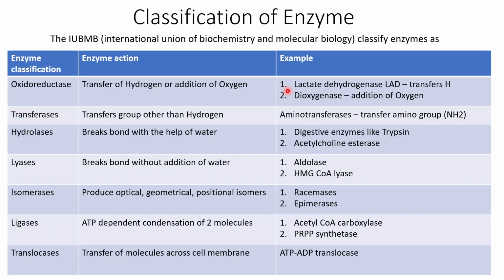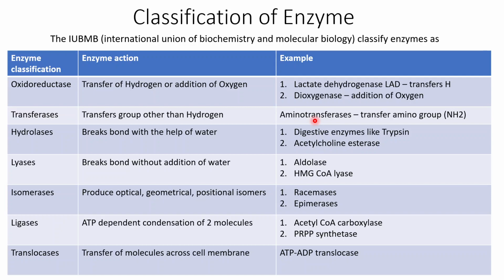The next is transferases. Now these enzymes transfer groups other than hydrogen. Okay, hydrogen is already taken care of by oxidoreductase. So the other groups apart from hydrogen are transferred by the enzyme transferases. Okay, so transferases transfer groups other than hydrogen. For example, aminotransferases transfer the amino group, the NH2 group.